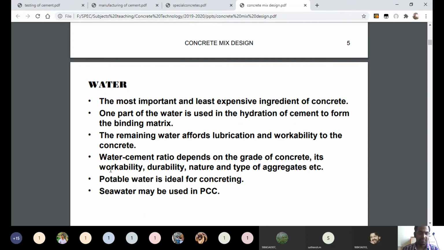And how will acidity be caused in water? If the pH is less than 7, it is said to be acid in nature. And the acidity is caused due to some dissolved minerals and some dissolved carbon dioxide.